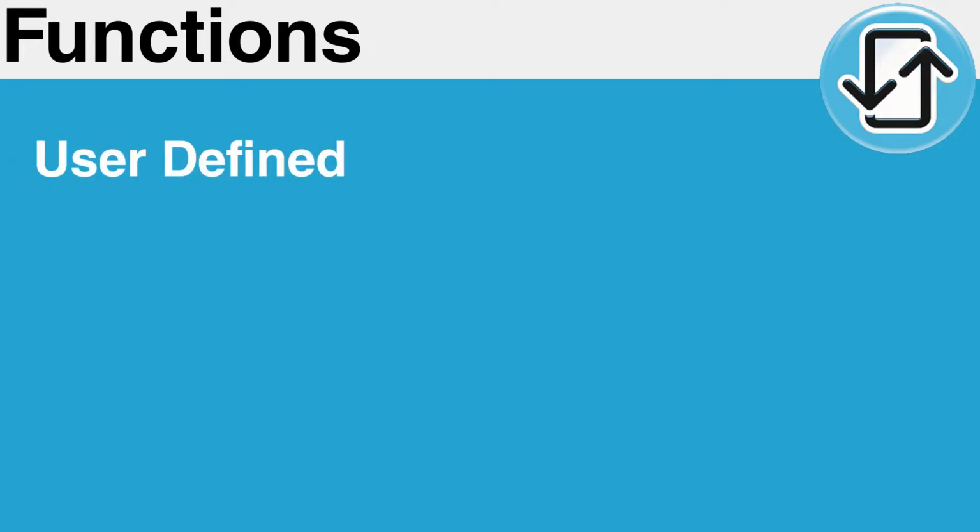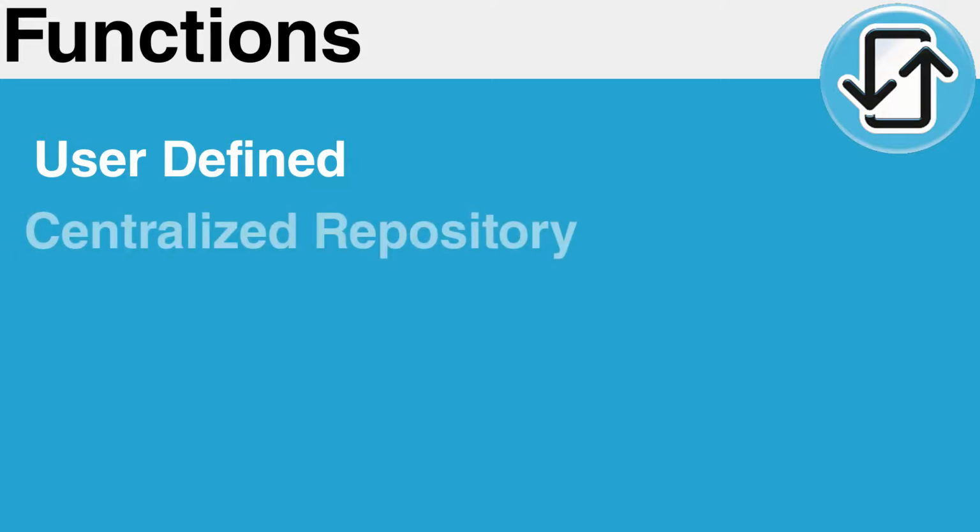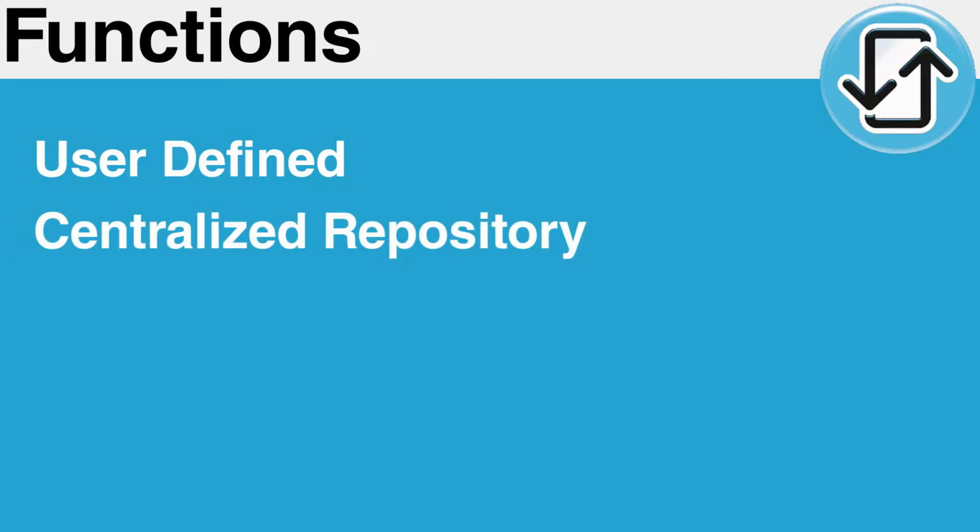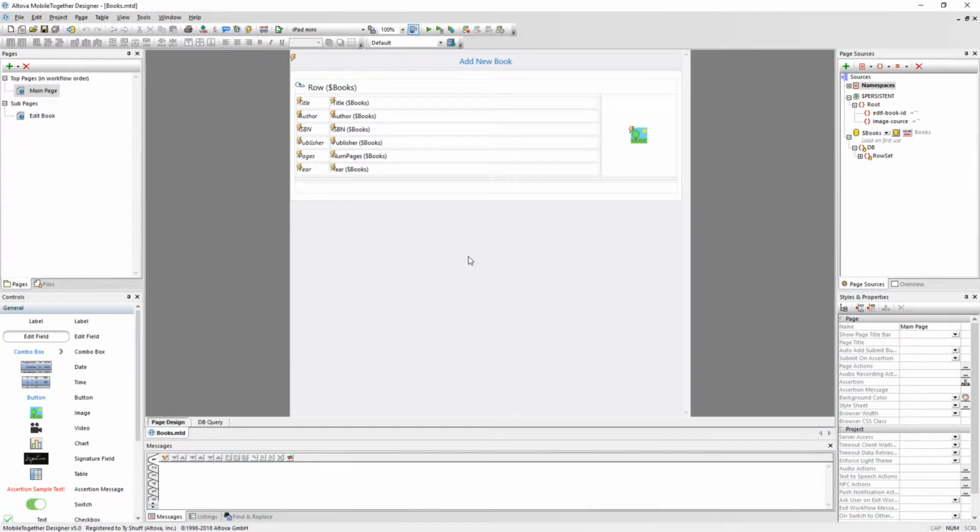User-defined functions in MobileTogether provide developers with a centralized location to store the logic behind frequently used and/or highly complex xQuery statements. First, let's load the books tutorial from previous examples. Once again, I have included a link to the project file and data in the description below.